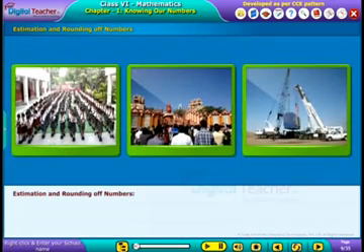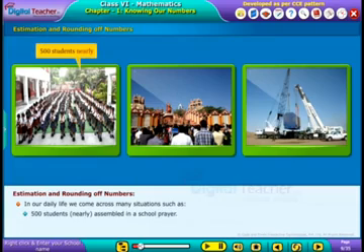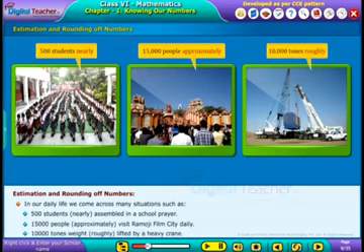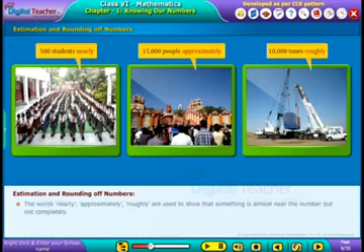Estimation and rounding off numbers. In our daily life, we come across many situations such as 500 students nearly assembled in a school prayer. 15,000 people approximately visit Ramoji Film City daily. 10,000 tons weight roughly lifted by a heavy crane. The words nearly, approximately, roughly are used to show that something is almost near the number but not completely.